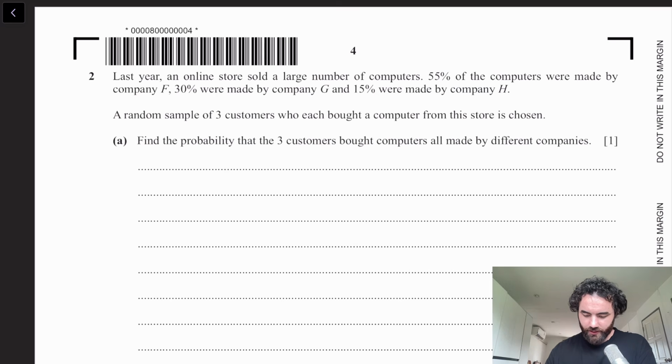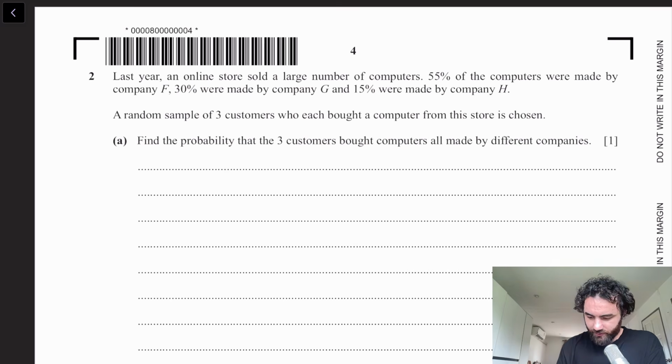Last year, an online store sold a large number of computers. 55% of the computers were made by company F, 30% were made by company G, and 15% were made by H. Okay, a random sample of 3 customers who bought a computer from the store is chosen. Find the probability that the 3 customers bought a computer all made by different companies.